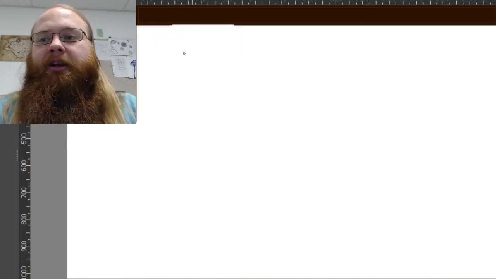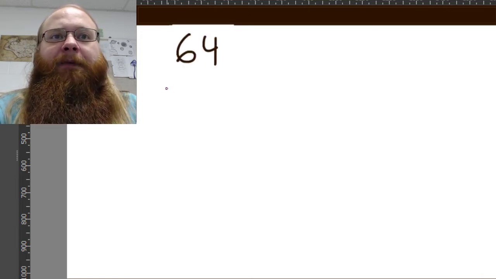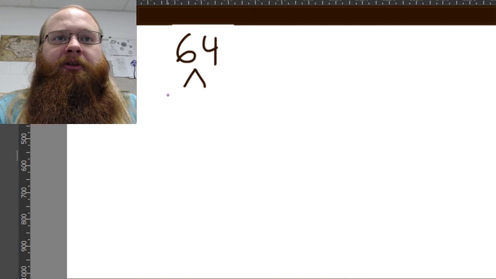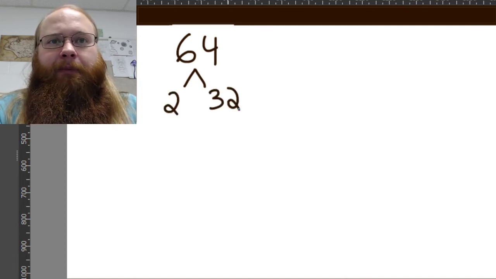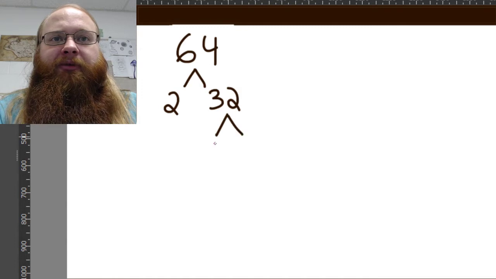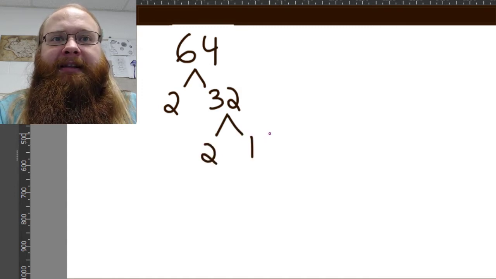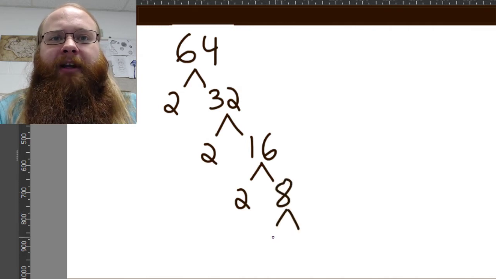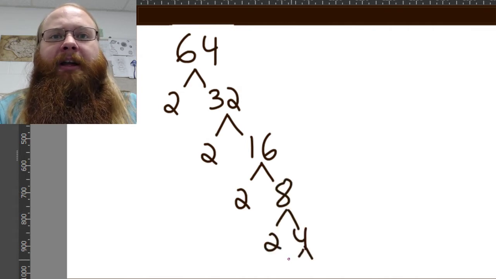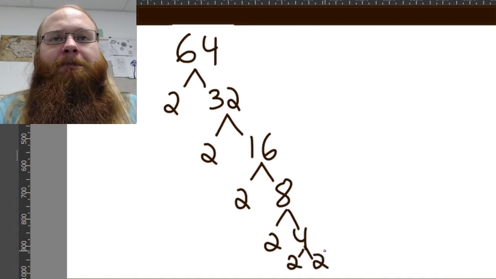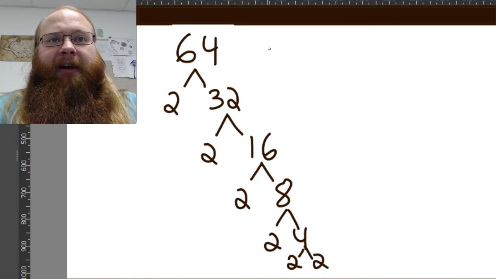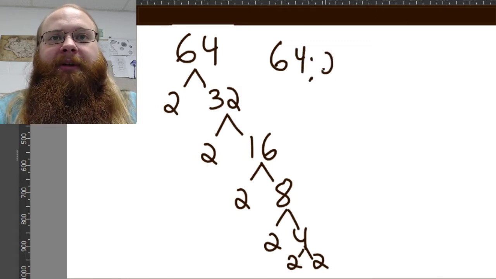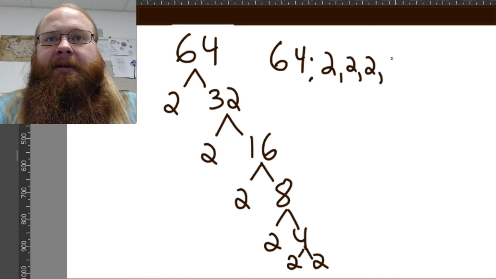So let's go ahead and try another number. Let's try 64. So 64, again, is an even number. So it's 2 and 32. Again, 32 is even, so we do 2 again and 16. Factor again, 2 and 8. Factor again, 2 and 4. Factor again, 2 and 2. So we would list the factors of 64 as 6 different 2's. So we'd list 2 out 6 times.